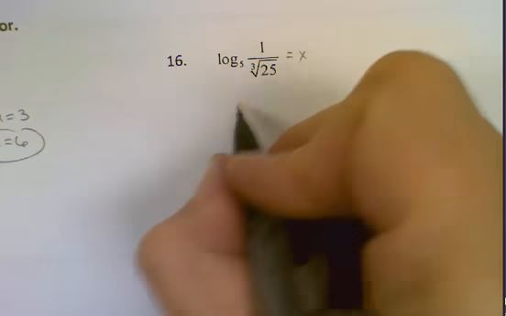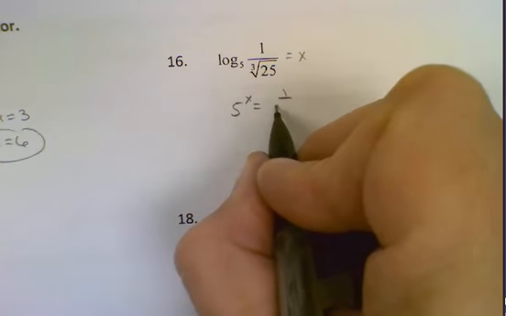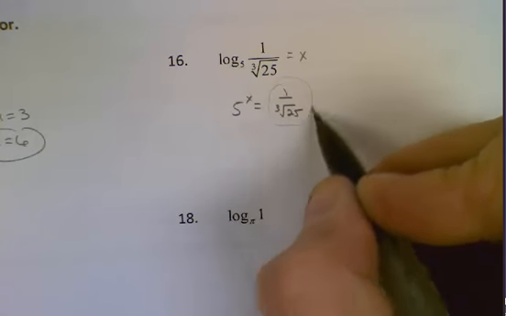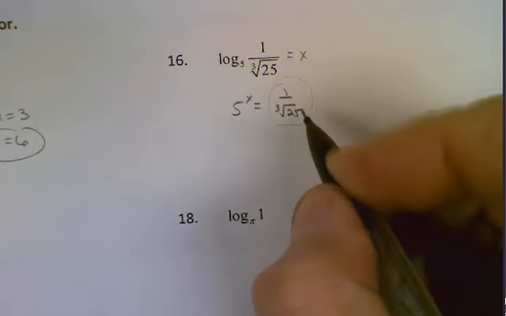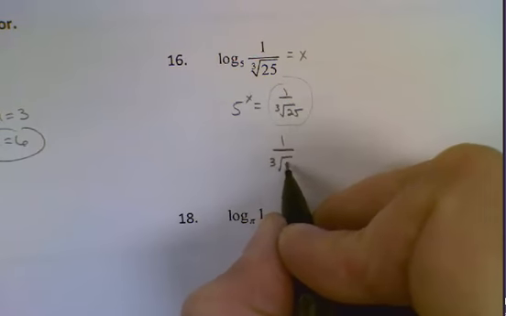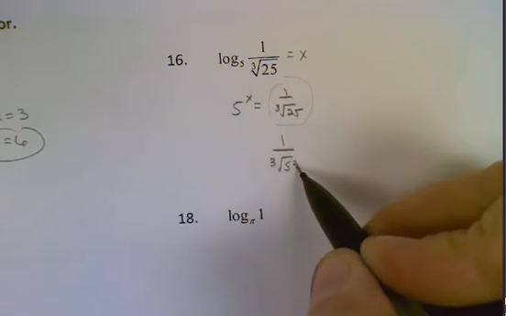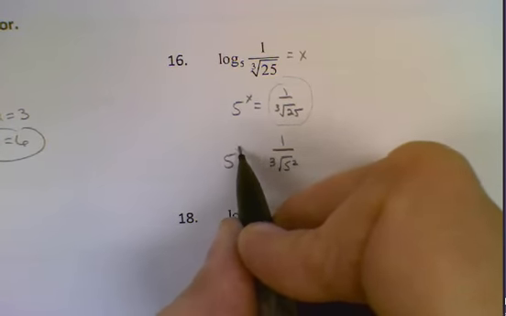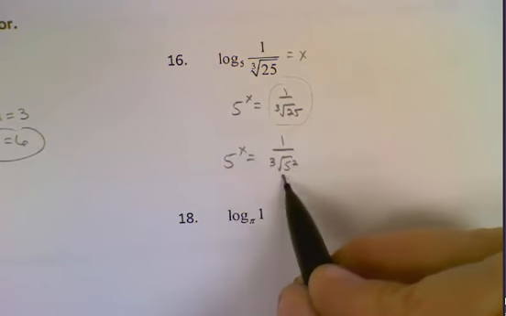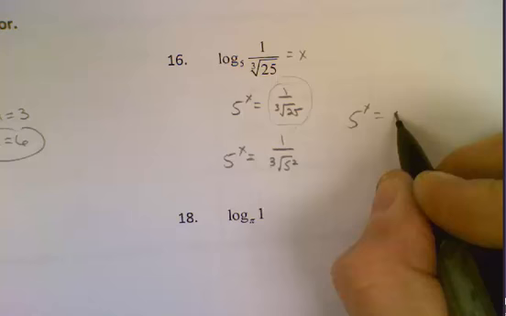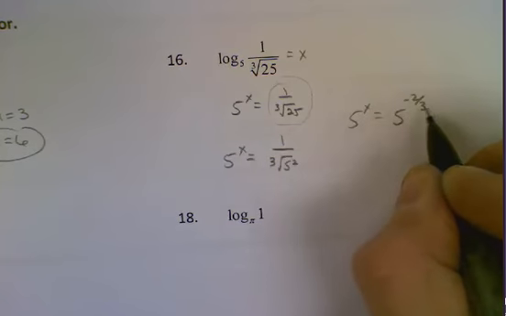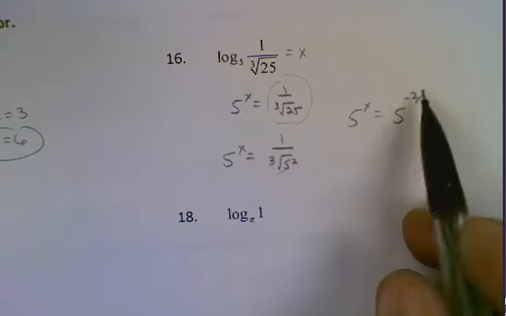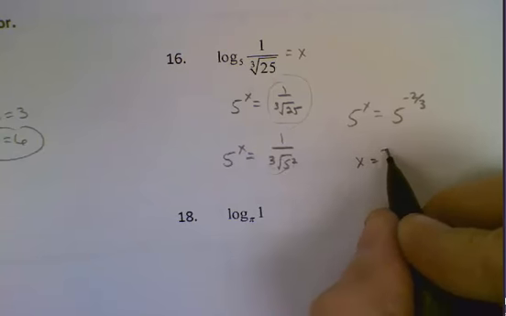Same with 16. Set that equal to x, and I have 5 to the x equals 1 over the cubed root of 25. So now we have a base of 5. We just have to figure out what power of 5 this is. So 25 is 5 squared, so we really have 1 over the cubed root of 5 squared. So I have 1 over 5 to the 2/3 power, but because it's in the denominator, that means it's negative 2/3. So I know 5 to the x equals 5 to the negative 2/3 power. It's the cubed root, that's where the 3 comes from. It's 5 squared, but because it's in the denominator, it's negative 2. So x is going to equal negative 2/3.